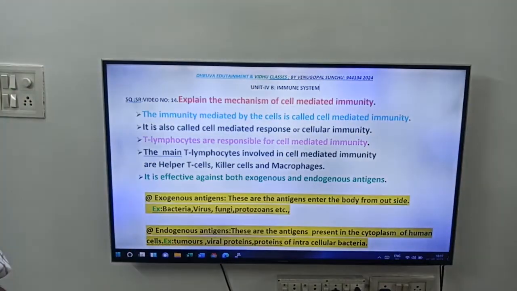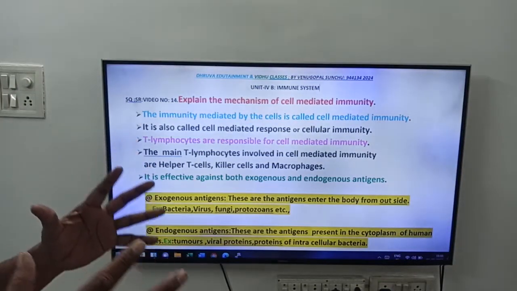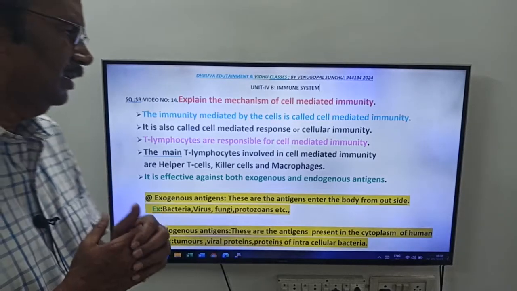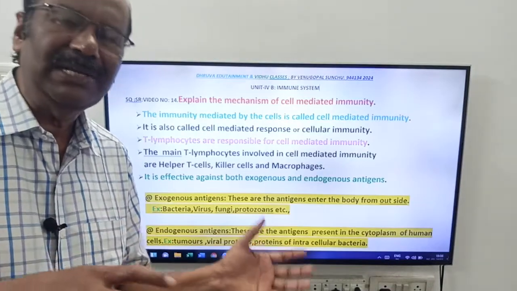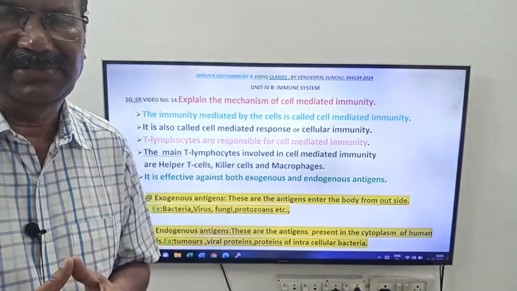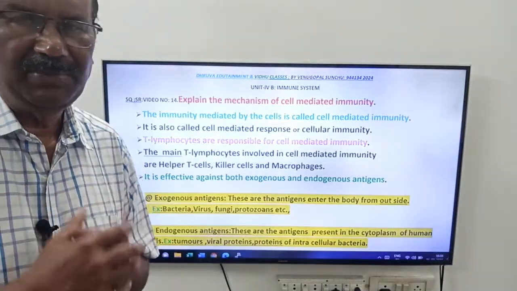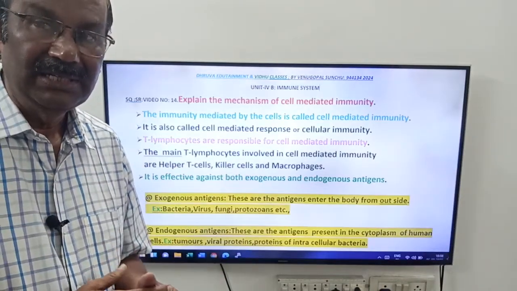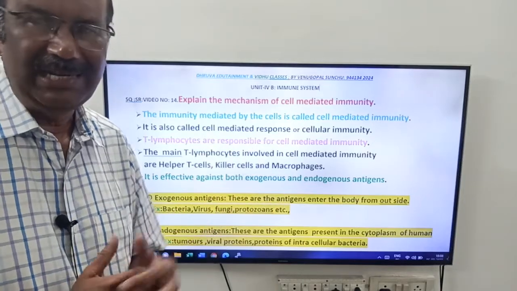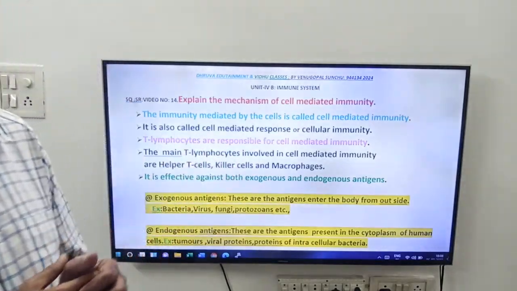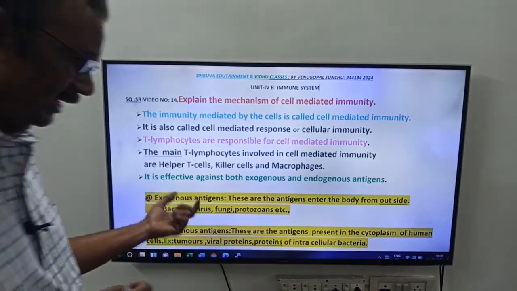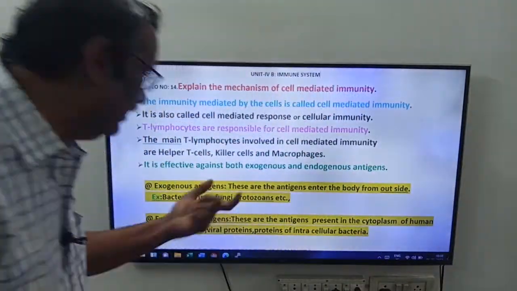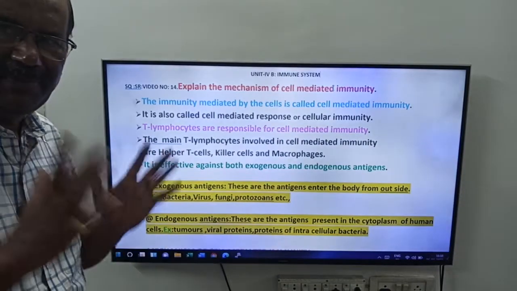Next, friends, cell mediated immunity is effective against both exogenous and endogenous antigens. Friends, the cell mediated immunity is effective against what, friends? Against exogenous antigens and endogenous antigens. Here I have given the definition of exogenous and endogenous antigens in the yellowish color. Please don't write this in the exam, friends.